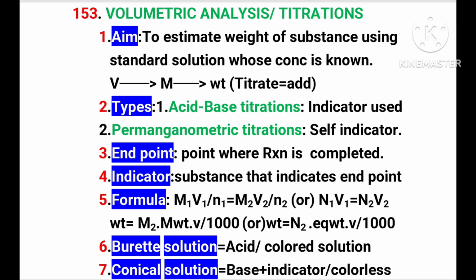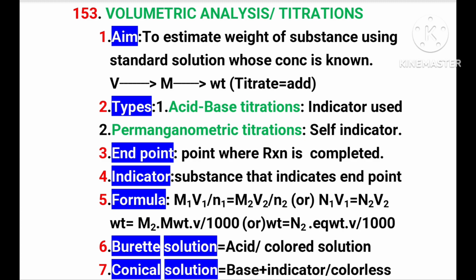Number one, acid-base titrations, wherein an indicator is used. Second, permanganometric titrations, wherein no indicator is used, in which potassium permanganate itself acts as a self-indicator. Third, endpoint. Endpoint is that point where the reaction is just completed. Fourth, indicator. Indicator is the substance that indicates the end point, that is, completion of the reaction.